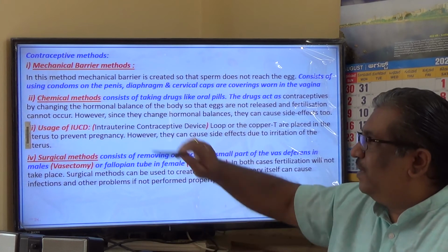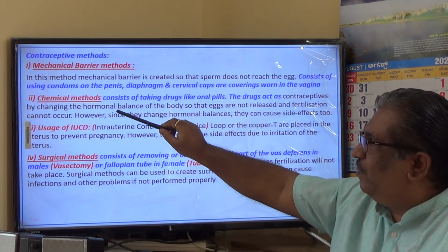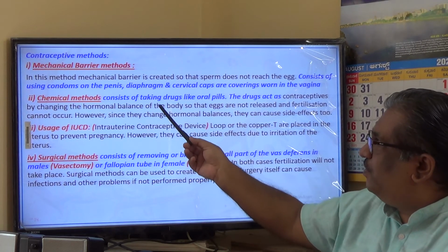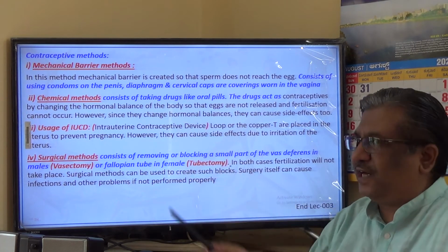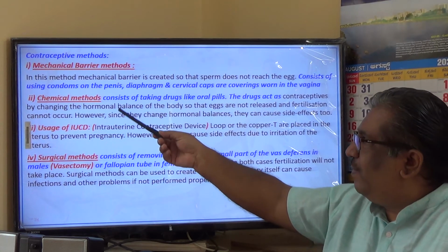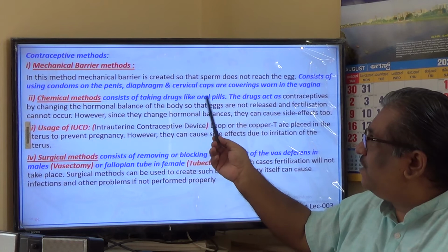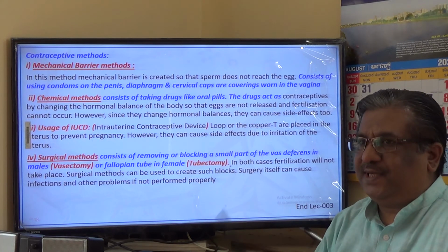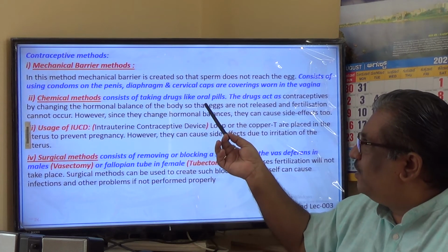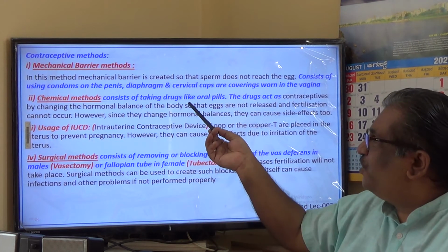Next is the chemical method. In the chemical method, usage of drugs like oral pills is recommended only for women. So the chemical method consists of taking drugs like oral pills. Of course, vaginal pills are also there, but this is what is given in your textbook, that is oral pills, which can prevent.